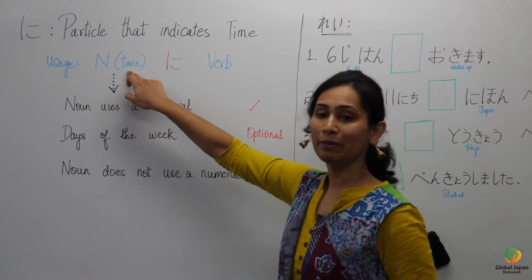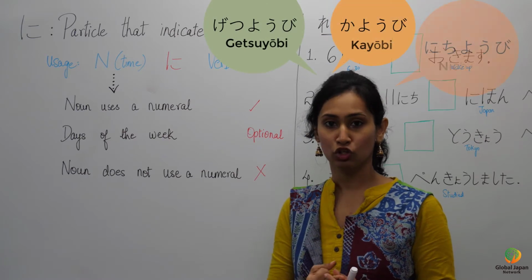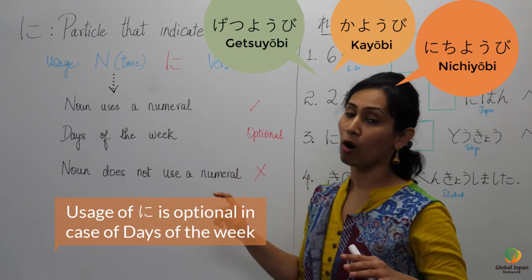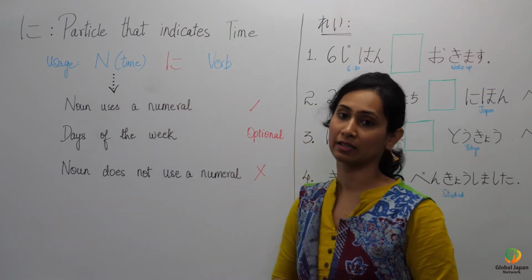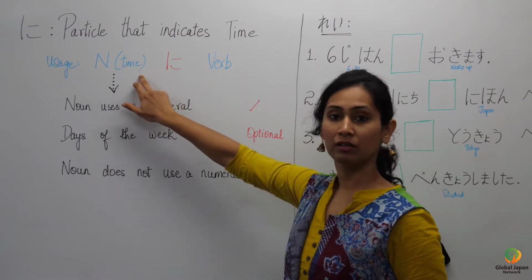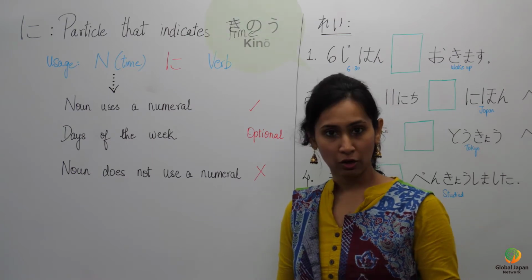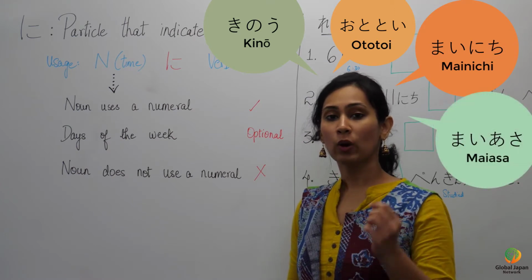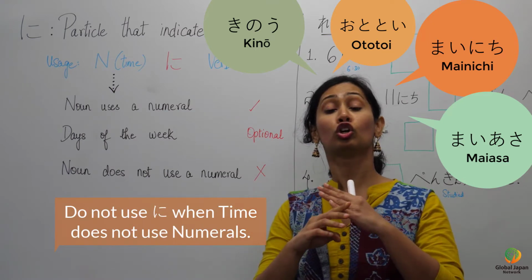When this time is indicated in terms of days of the week, like getsuyobi, kayobi, nichiyobi, in that case, usage of the particle ni is optional. You may use it, or it's okay even if you drop it and frame out the sentence. Third point, pretty important. When this time does not use a numeral, that is, words like kinno, ototoi, mainichi, maiasa, when numbers are not used, then ni particle should not be used.